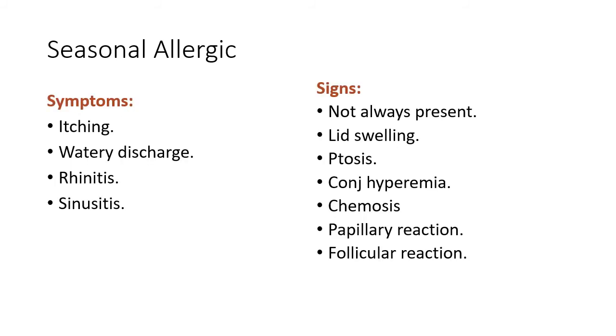So what are the symptoms in seasonal allergic conjunctivitis? The symptoms are itching, watery discharge, rhinitis or sinusitis. The signs in early stages are not always present, but you can see lid swelling, ptosis. This is a typical habitus. This looks like ptosis, but the terminology used is tylosis. In vernal keratoconjunctivitis, you can see a drooping of the eyelid. That is not ptosis. It is not a neurological phenomenon. It is called tylosis because of the thickened lid margins.